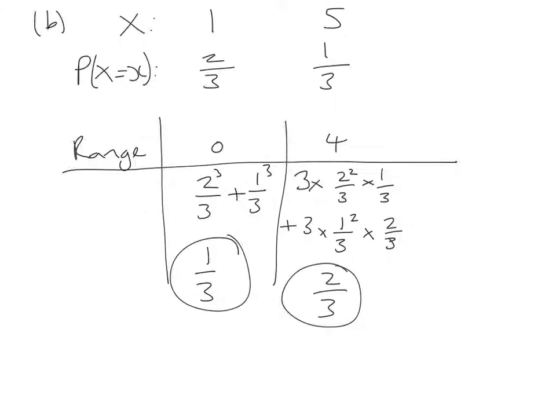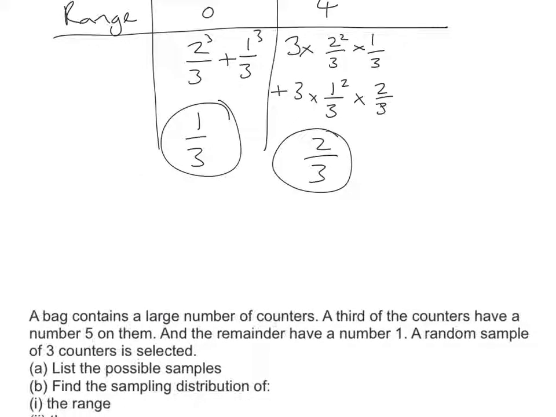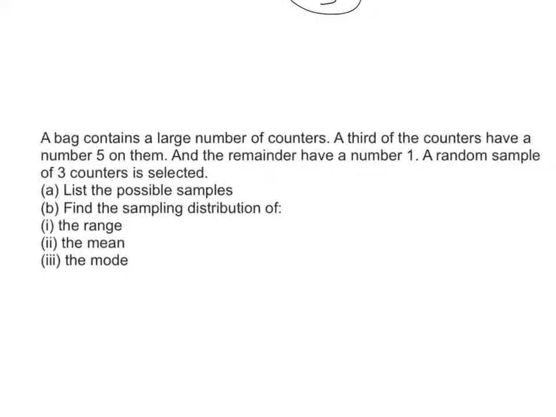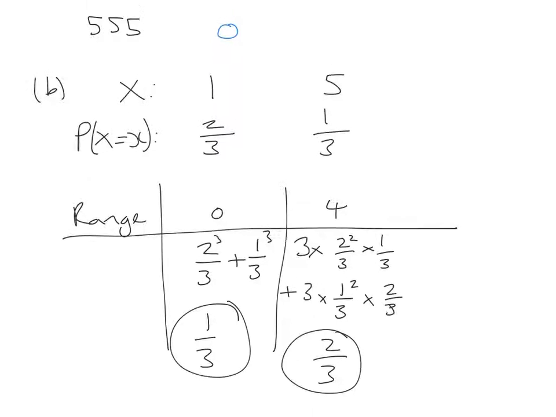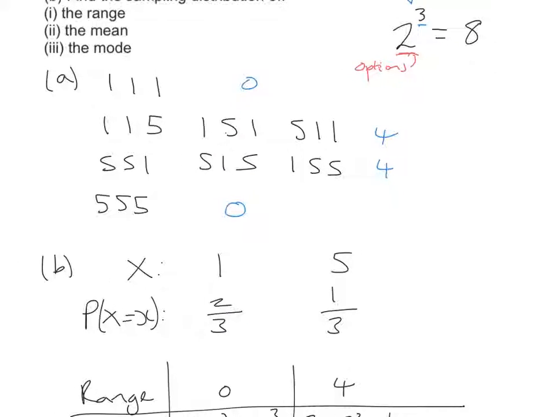Let's move on to looking at the mean now. So I've got the question reprinted here for us to look at. We're finding the sampling distribution of the mean. Give myself a bit of space. So what we need to do is calculate all the possible means.